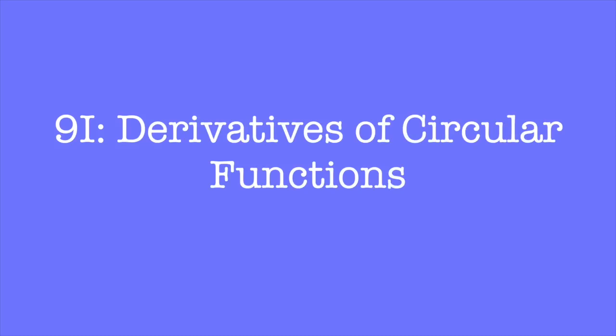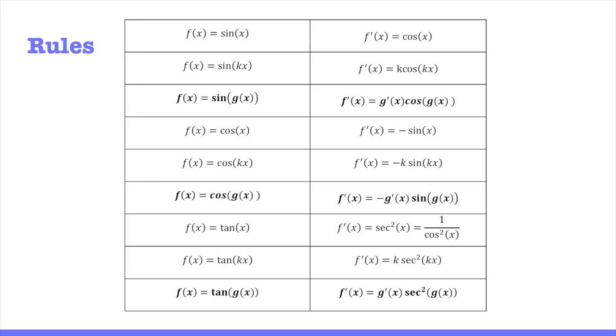9i, derivatives of circular functions. There are three circular functions that we know of, sine, cos, and tan, and today we're going to learn about their derivatives. Each of these derivatives do have proofs. They're in the textbook, but they are quite large, so I'm not going to go through them today. But I definitely do encourage you to go to your textbook and to have a quick look over how we get these derivatives in the first place.